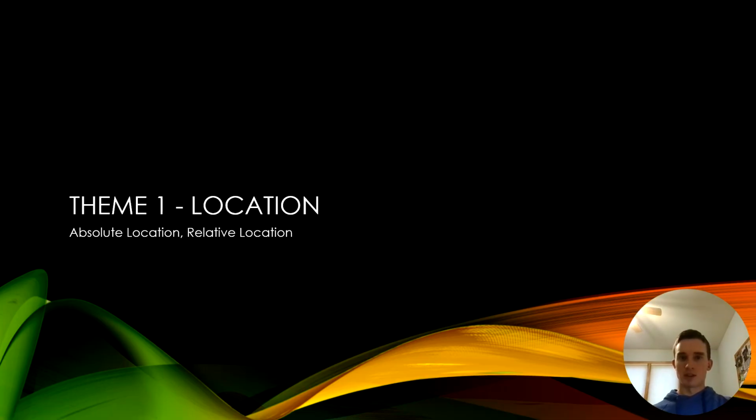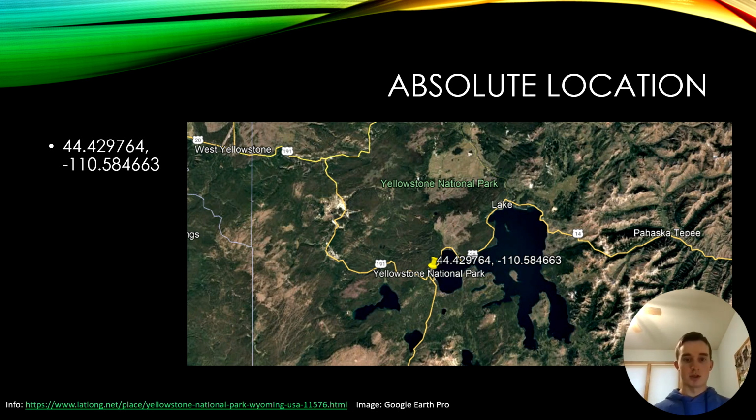The first theme I'll be discussing is location, and I'm going to talk about the absolute location and the relative location. So the absolute location of Yellowstone, to be precise, is 44.429764, negative 110.584663.